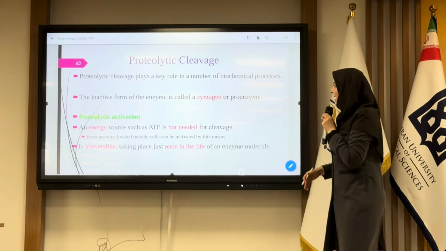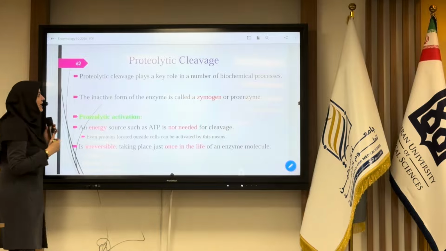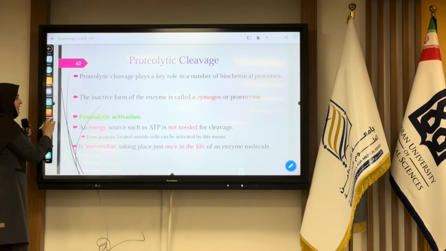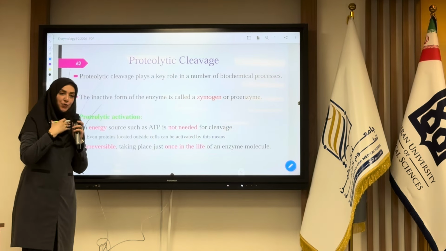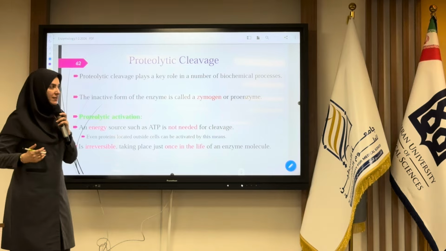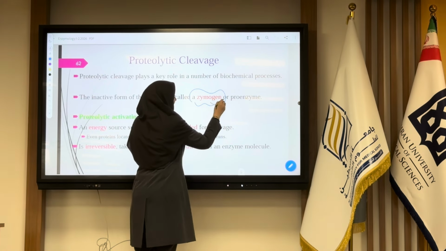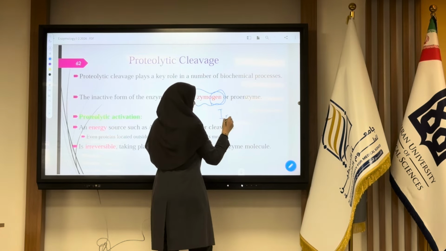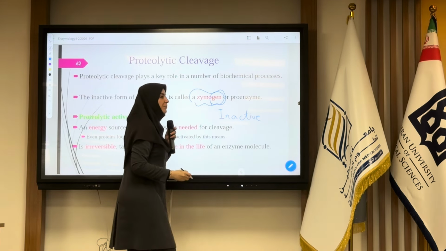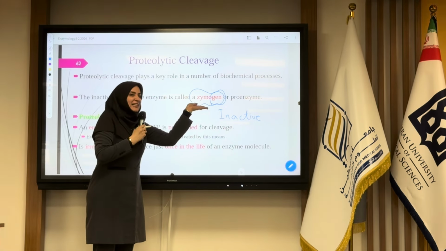Okay? So, another strategy to control the activity of an enzyme is proteolytic cleavage. Especially in the gastrointestinal tract, like the stomach and pancreas, you have a zymogen, meaning an inactive form. Okay? Like, for example, trypsinogen is inactive.